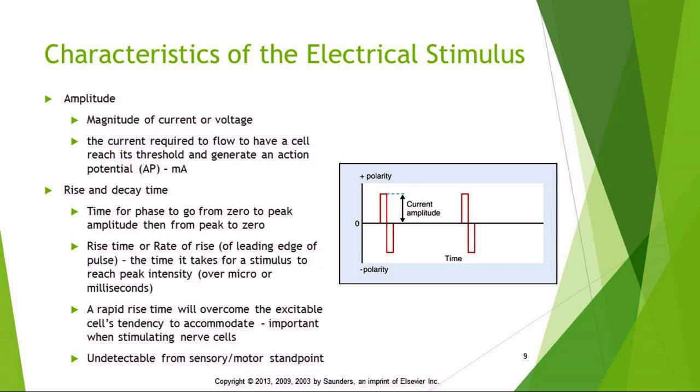This is sub-sensory. So in other words, you cannot detect the rise and the decay time. The rise time, or the rate of rise, happens over micro, so 1/1,000,000th of a second or 1,000th of a second. So it's below our level to sense that. We just can't sense that short amount of time. But a rapid rise time will overcome the excitable cell's tendency to accommodate. It's important when stimulating nerve cells to have a rapid rise.